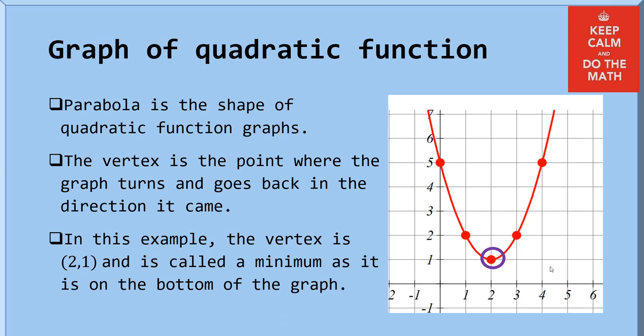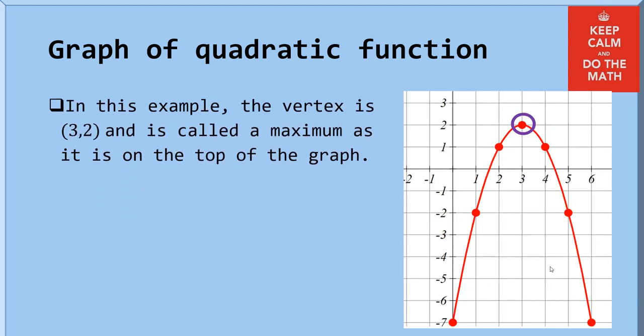And in this case, it's called the minimum as it is on the bottom of the graph. So it's at the lowest point, its minimum point. In this example, the vertex is (3, 2). Again, I've circled the vertex in purple. It's called a maximum because it is at the top of the graph. It is the highest point of the graph, the maximum height.